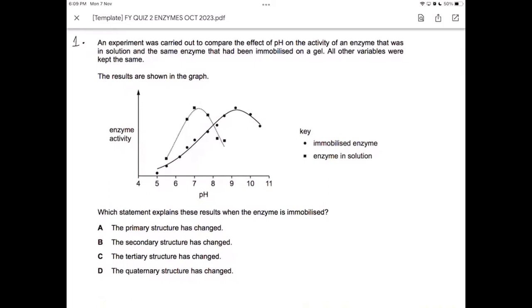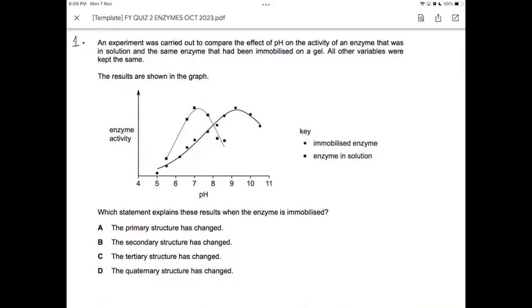The primary structure has changed. So, do you think that any immobilization of the enzyme can change the primary structure of a protein? Yes or no? No, primary structure is the sequence of the amino acids in an arrangement, right?